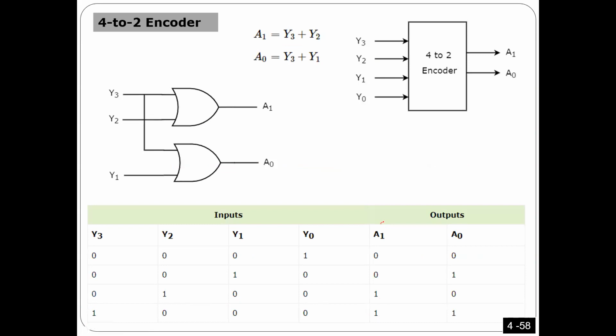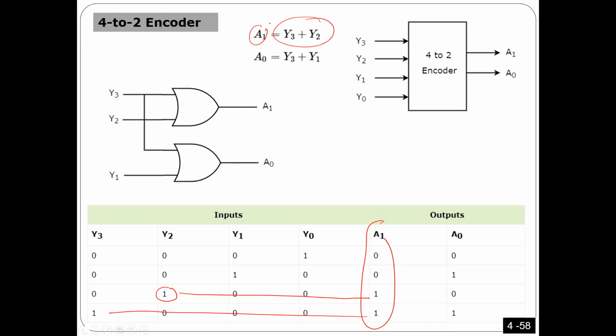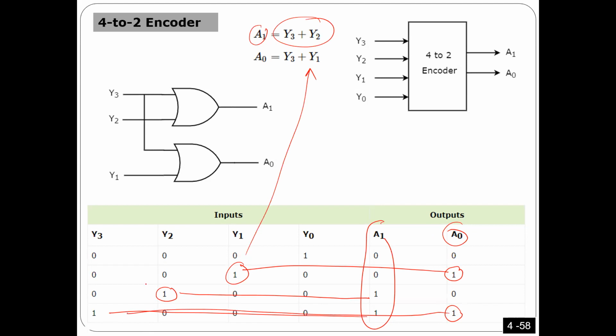So here what I'm saying, A1 has to be 1 in one of two cases: when Y2 is 1, or when Y3 is 1. That's why I made this one. Okay, same thing for E0. E0 should be 1 in one of these two cases, this case or this case. This case is actually when Y1 is 1, as we see here, or Y3 is 1, as you see here. And that's it.